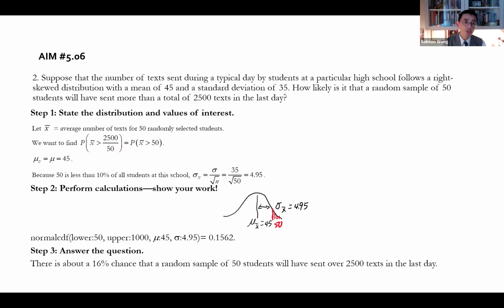Sigma is the true standard deviation for the entire population, which we know is 35 from the given information. And the sample size here is 50. And so here we use that information to construct a normal distribution, and we use that normal distribution to evaluate the likelihood of, in this case, a random sample of 50 students having a total of more than 2,500 texts in one day.